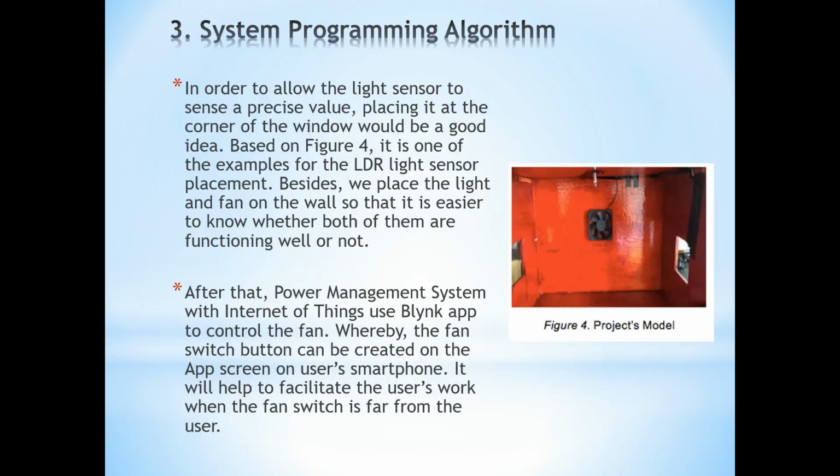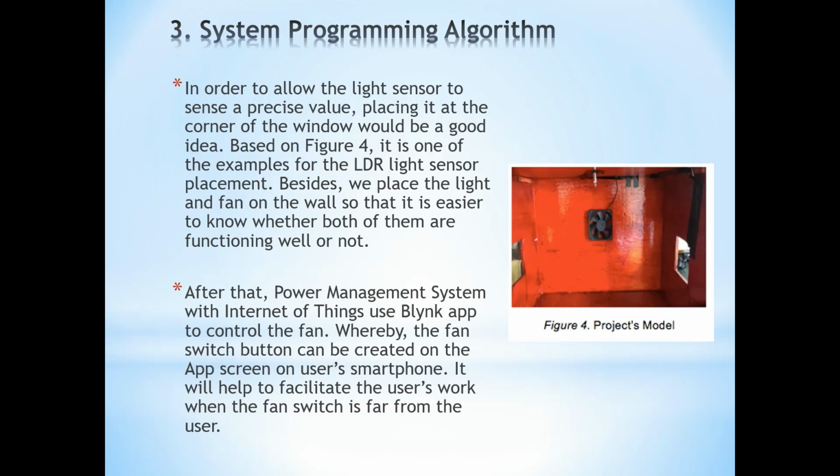System programming algorithm. In order to allow the light sensor to sense a precise value, placing it at the corner of the window would be a good idea. Based on figure 4, it is one of the examples for the LDR light sensor placement. Besides, we place the light and fan on the wall so that it's easier to know whether both of them are functioning well or not.